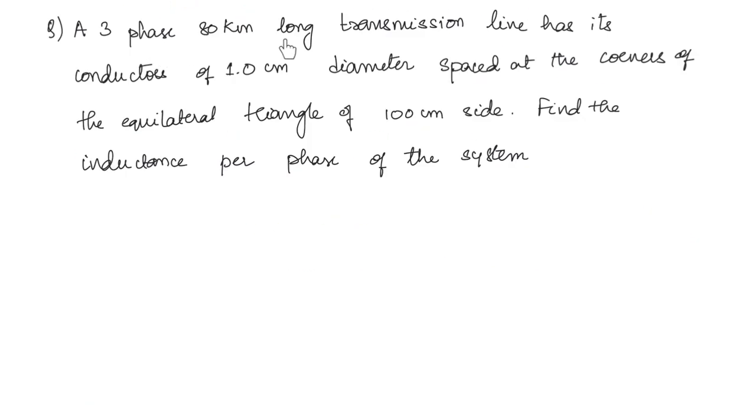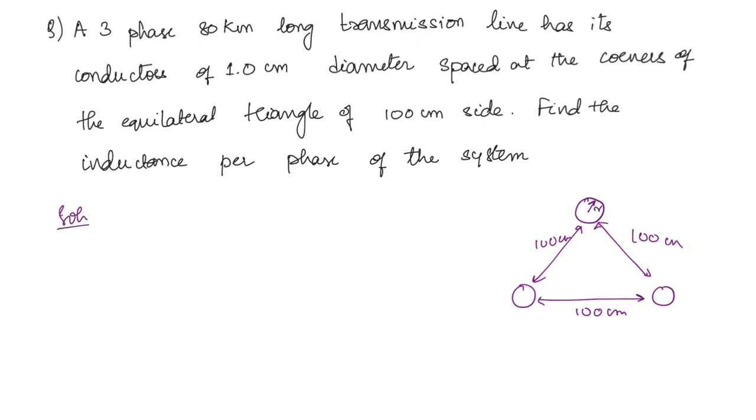A 3-phase 80 kilometer long transmission line has its conductors of 1.0 centimeter diameter spaced at the corners of the equilateral triangle of 100 centimeter side. Find the inductance per phase of the system. So here the 3 conductors are equidistant from each other, and what is this distance? It is given as 100 centimeter, right? And what about the radius? The diameter is given as 1 centimeter. So the radius, if you are going to take as r, then r is equal to 0.5 centimeters.